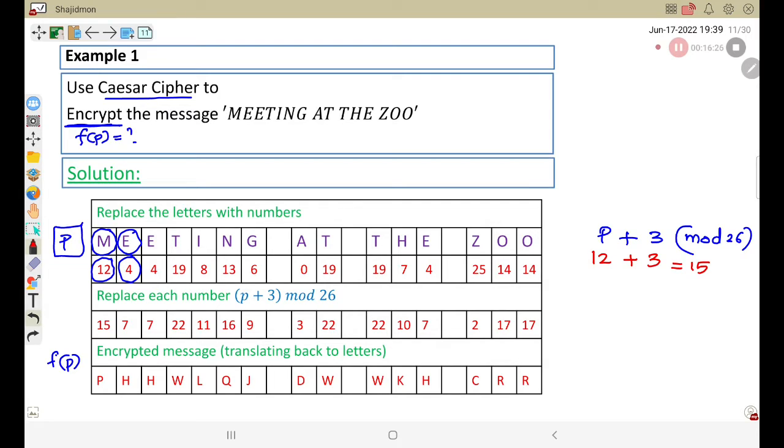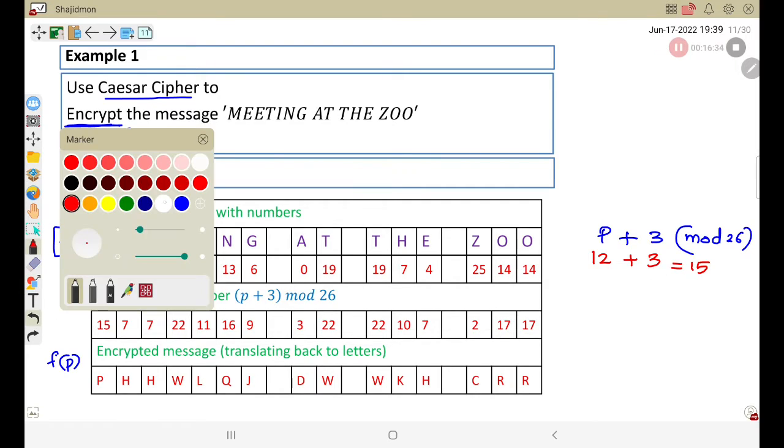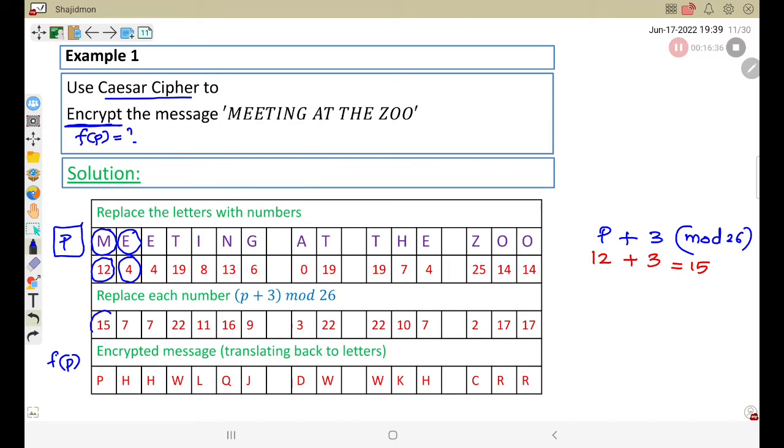Mod 26, so if it is 26 or above, take mod 26. I will tell you that later. So we are getting 15, and we write that number here. After the Caesar cipher encryption transformation, we get 15. Now the second number is 4. The plain text number is 4, plus 3. 4 plus 3 means 7. So we wrote here 7. 15, 7, like that all the numbers we can work out here.